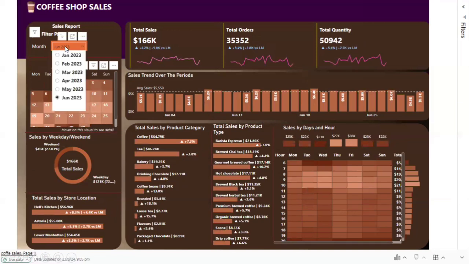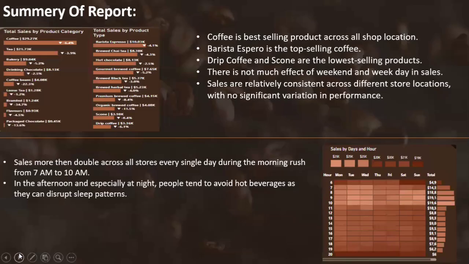So now let's go to the next slide. Here we have a summary of the report. We have seen that coffee is the best selling product across all the shops. Coffee barista is a top selling product because it is bringing much of the sales to the coffee shop. Drip coffee and spoon are the lowest selling products, as we saw, but they are under the top 10.